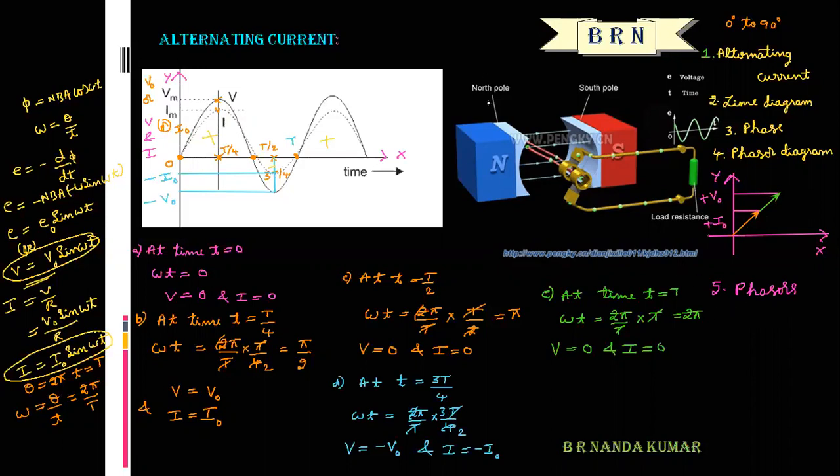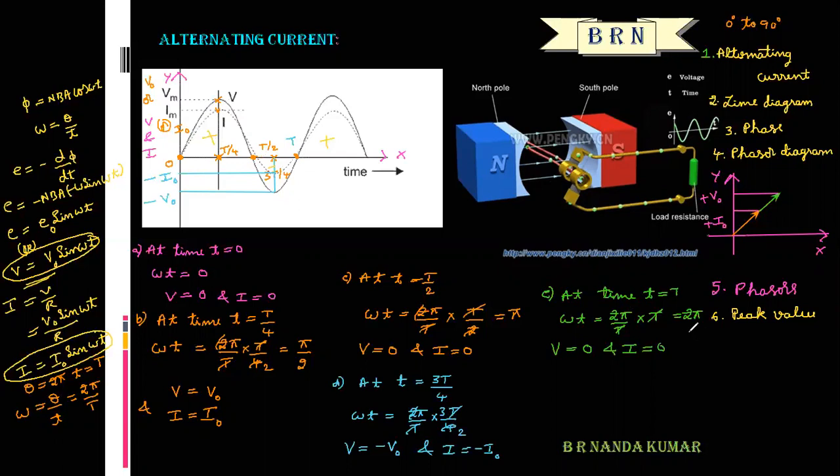And the next very important term, that is the peak value. Peak value means the maximum value of current or the maximum value of voltage during one complete cycle. Maximum value of current or the maximum value of voltage during one complete cycle is actually called the peak value.